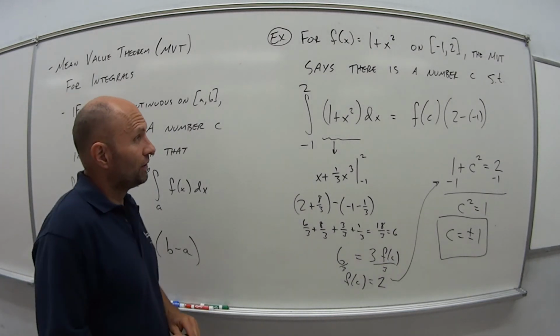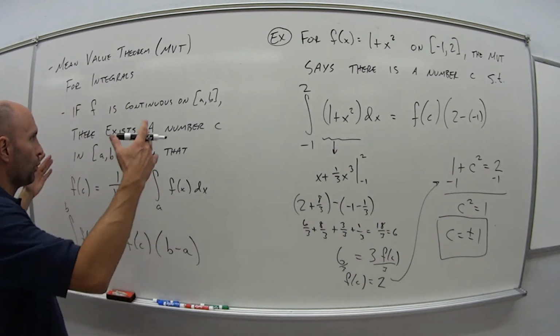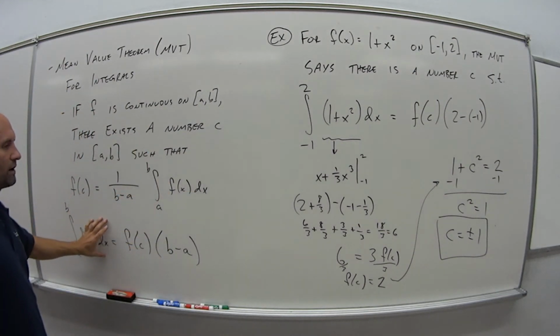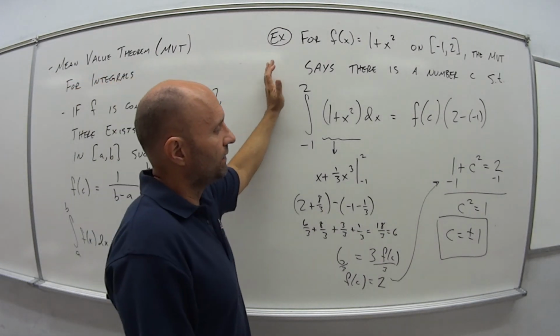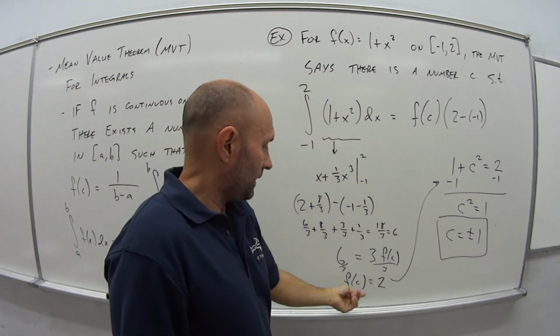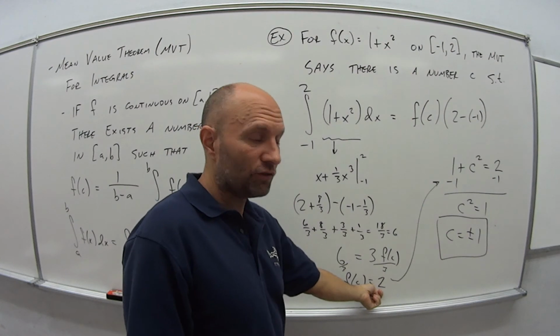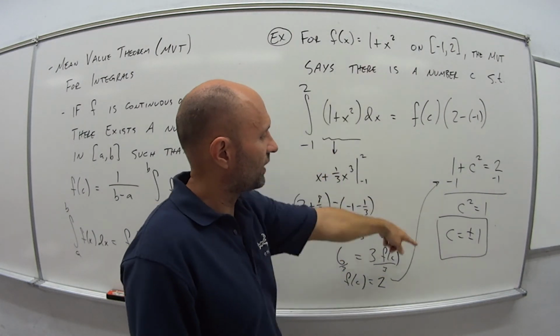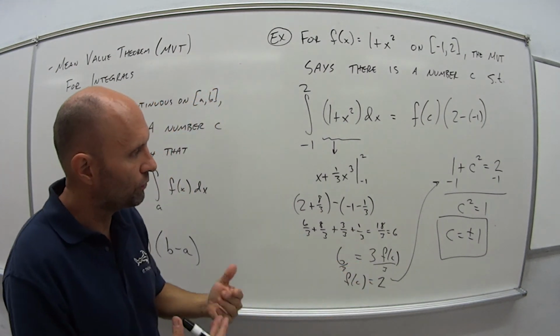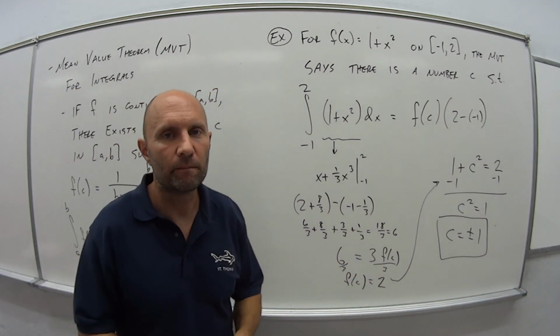So that's it. Nothing too fancy, just using what is the mean value theorem, what's the equation that's generated by it, and then how can we apply it to determine what is our average value, which in this case is 2, and where does that point occur? Well, we just set up the function equal to that value and solve for c.